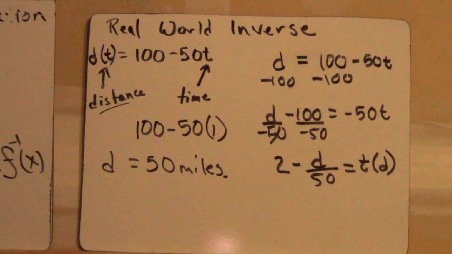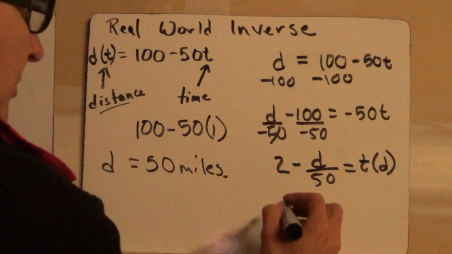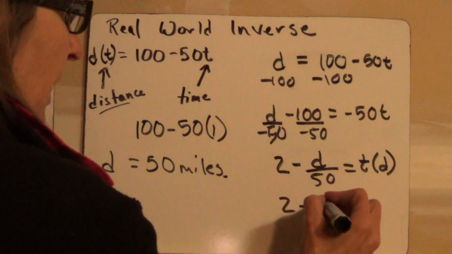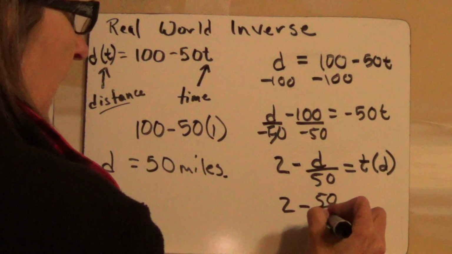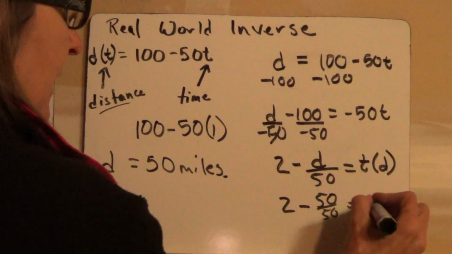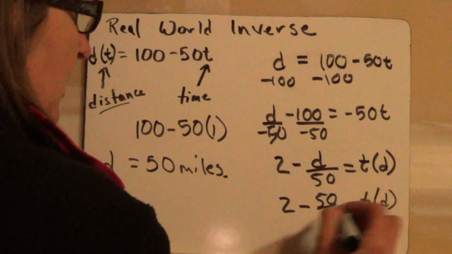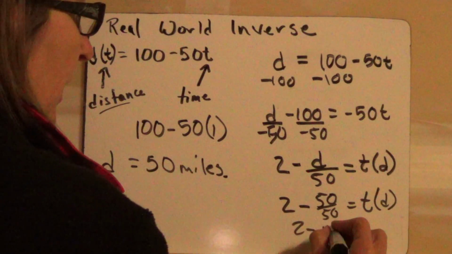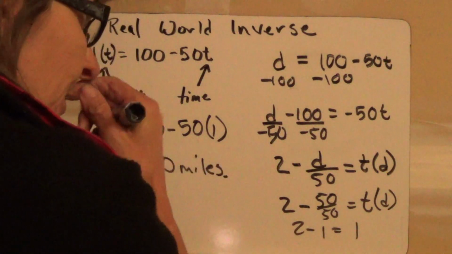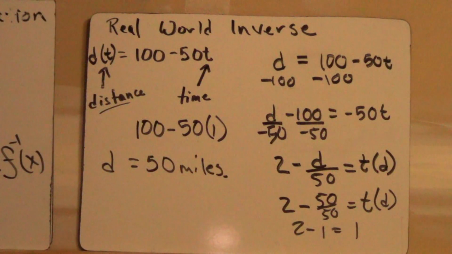So now we might say, oh man, we've gone 50 miles. How much time do we have left? 2 minus 50 over 50, that's equal to 1. And we would find, oh, we just have an hour left. 2 minus 1 equals 1. Okay? So that's how you can use it in real life. We'll come up with some other examples in class too. See you in class.